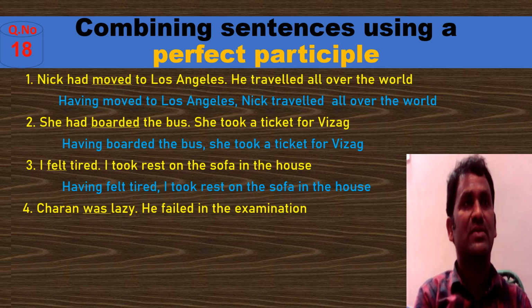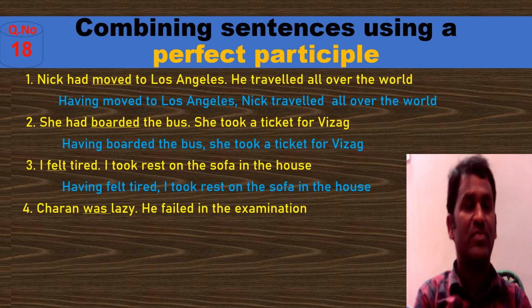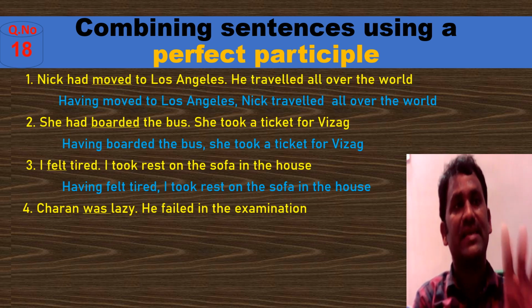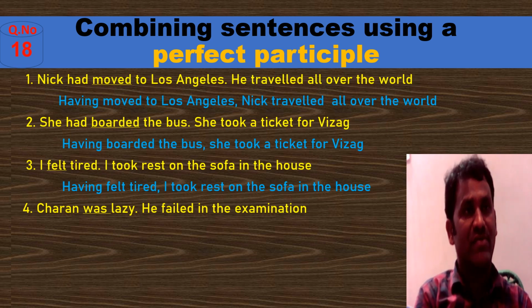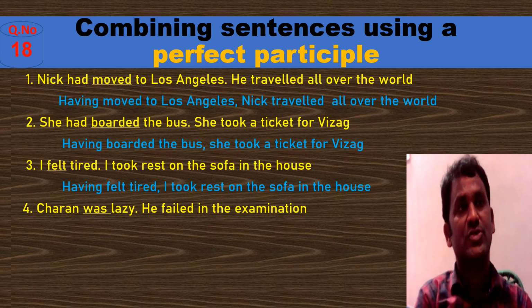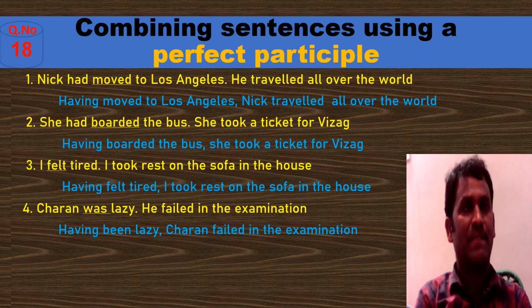Been. So when asked to combine with a perfect participle, if is, am, are, was, were come, as I said before, without a main verb, then you should use been. Having been. Having been is a very common phrase here. Okay, when is, am, or was, were is used, we should use having been in the perfect participle. Then what happens? Having been lazy, he. Who does he refer to? Charan. So having been lazy, Charan failed in the examination. That's right. Having been, because here there is no main verb.